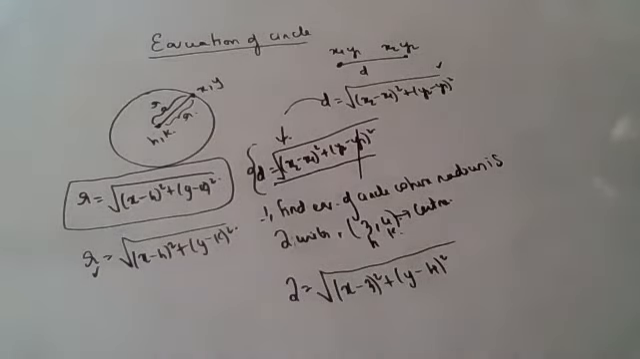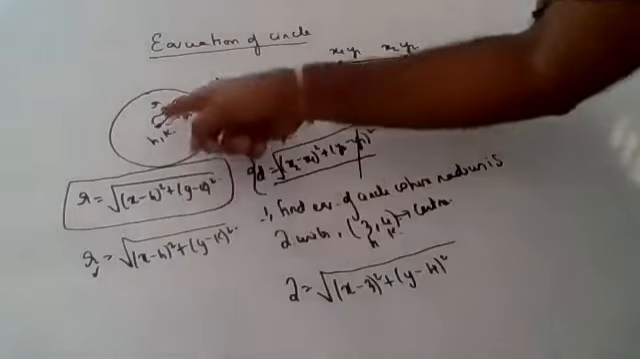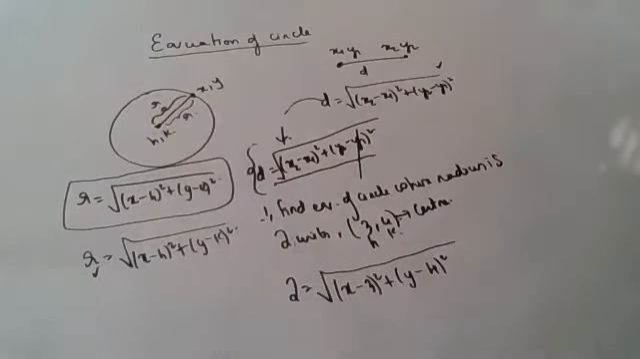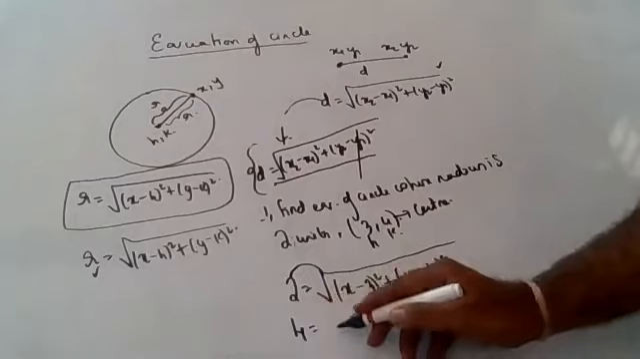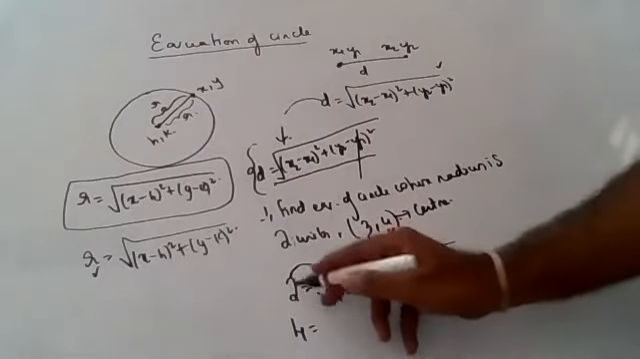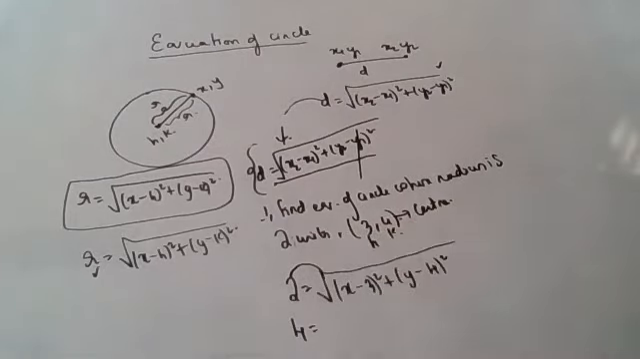Children, I have given the radius and I have given the center. You have to find the equation of the circle. So children, if the root comes here, it will become 4. 4 is equal to, and the root becomes a square.